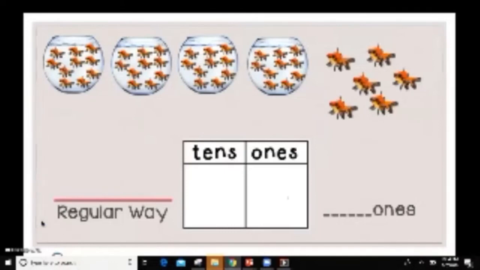Let's try another one because you're doing so well. All right, each bowl of goldfish has 10 goldfish in each. This time let's start with the place value map. How would you fill that one in? What would you say for the tens? Yep, I agree. There are 4 tens. 1, 2, 3, 4. And what about the ones? Yep. 1, 2, 3, 4, 5, 6. So I'd say there's 4 tens, 6 ones.